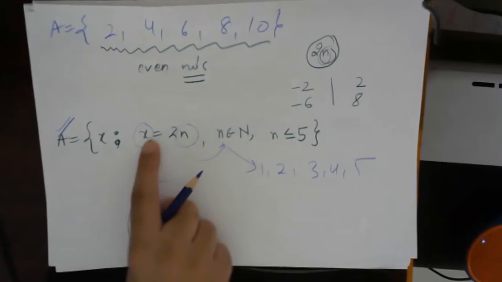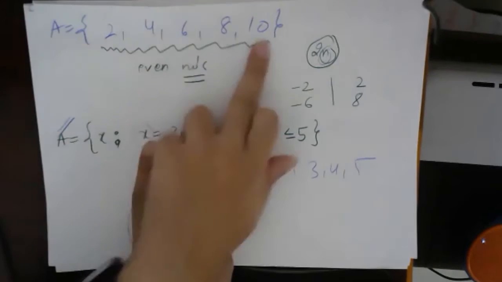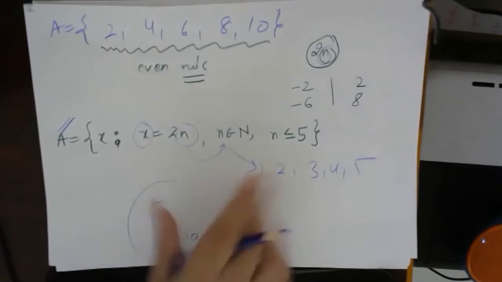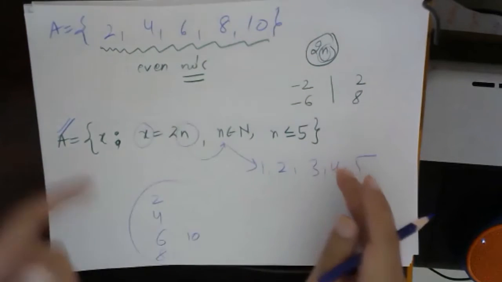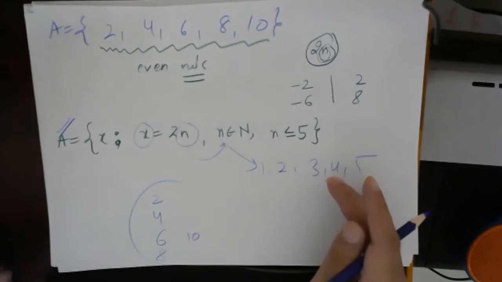Obviously all these numbers x are divisible by 2. Just check for this one. I'll show you what some other students have written.